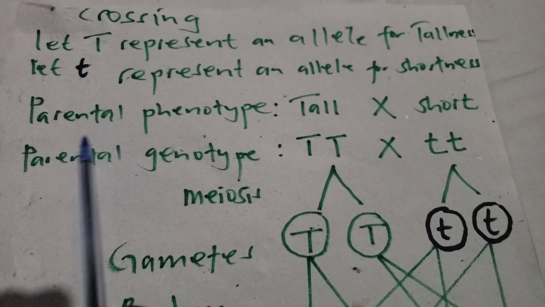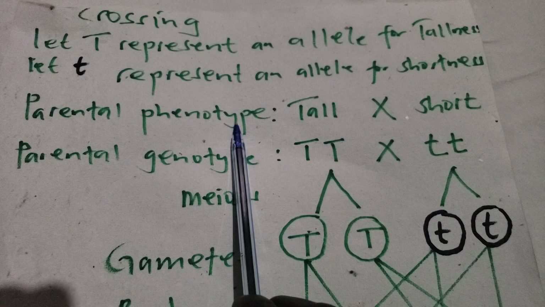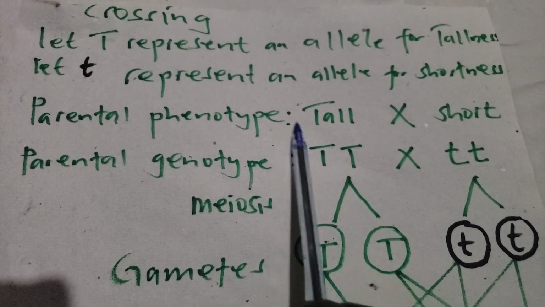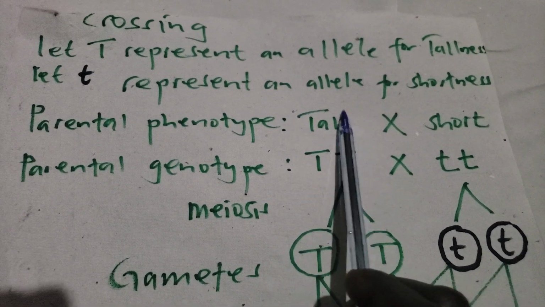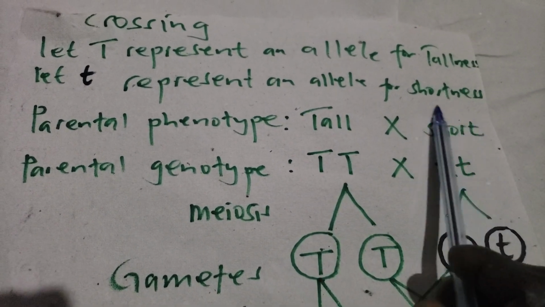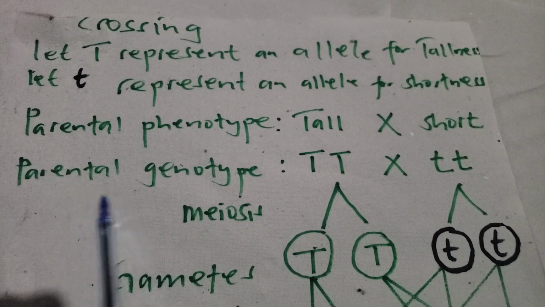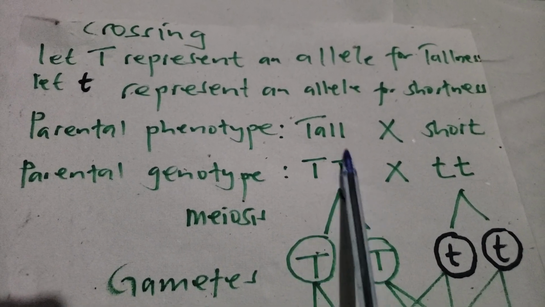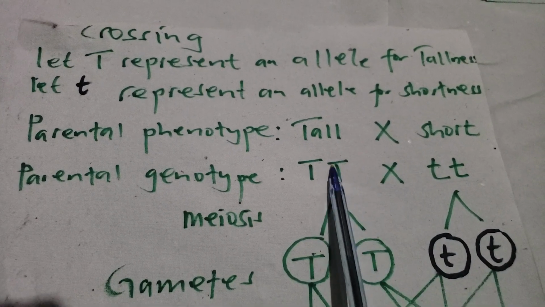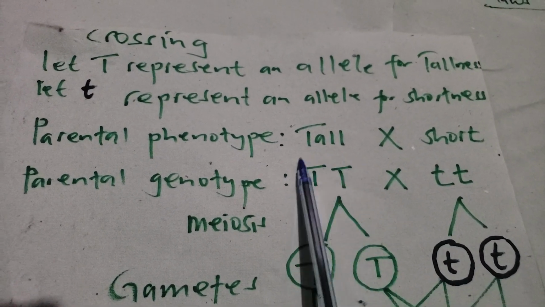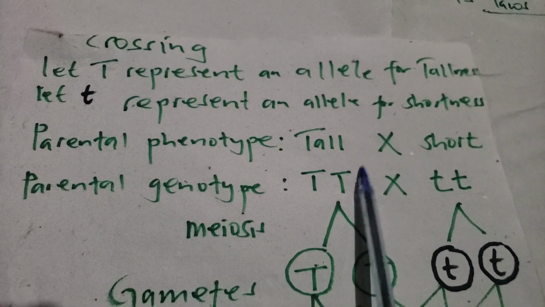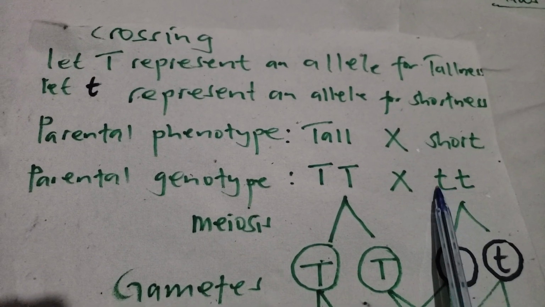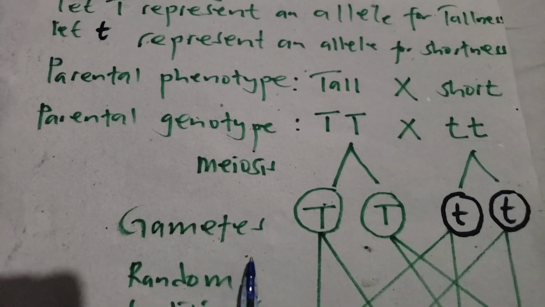Then you have what we call the parental phenotype. Here, this man Mendel crossed the tall pea plants with the short pea plants. Then the parental genotype, here we have capital T, capital T. Now these are the genes. Capital T is dominant, and this is a pure tall plant. Pure means it has both capital T, capital T. Then the recessive has small t, small t.